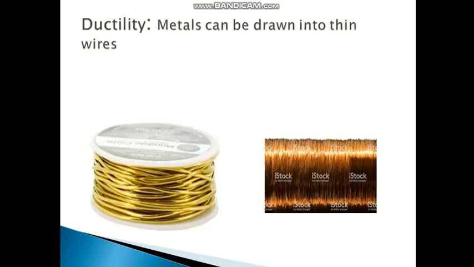And the next property is ductility. Ductility is the property that metals can be drawn into thin wires. Students, here you can see the copper wire and the gold wire. Students, you know one thing, if you have 1 gram of gold, you can draw it into 2 kilometers. Such a ductile ability is there for gold and silver. That is why copper is used for wiring purposes.